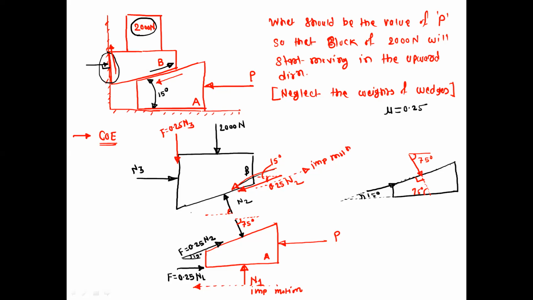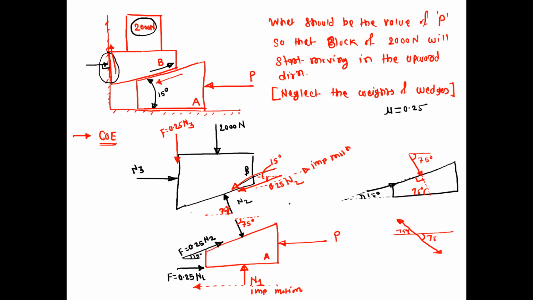Similarly, this angle will be the same, 75 degrees, because it is the opposite angle. So this is the normal reaction. This angle is 75, and this will be the same, 75 degrees.